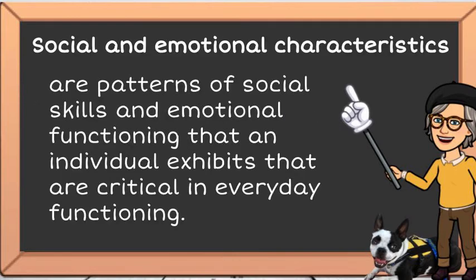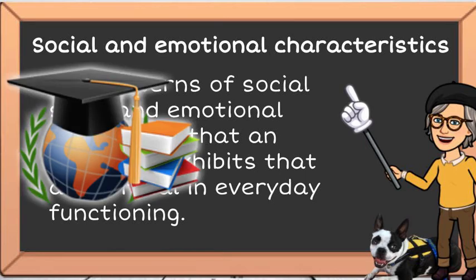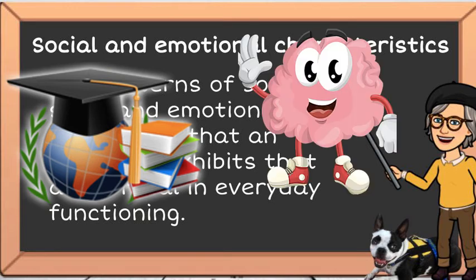There are some social and emotional characteristics that we want to look at. These are the patterns of social skills and emotional functioning that an individual exhibits. These are critical to everyday functioning, and they're often overlooked in favor of other factors. We may be overlooking social and emotional characteristics in favor of academics because those are typically more of a focus in the curriculum, and we also focus more attention on measuring intelligence or language or academics. But these are really necessary because several disabilities include socio-emotional functioning as part of their diagnostic criteria.